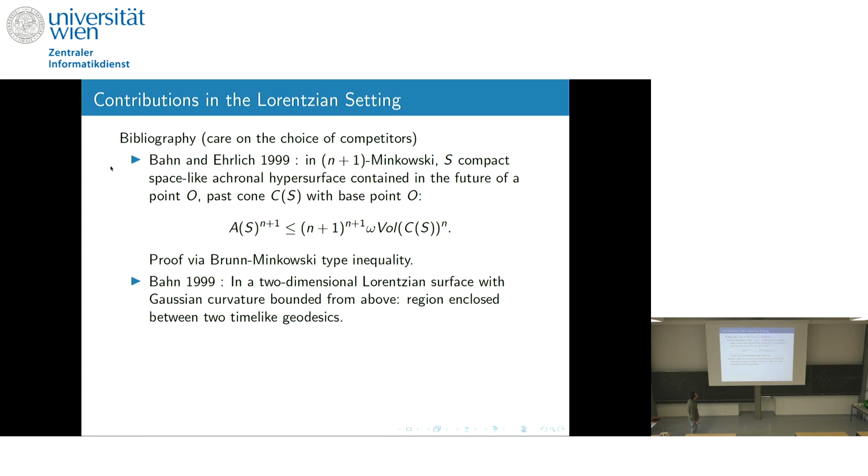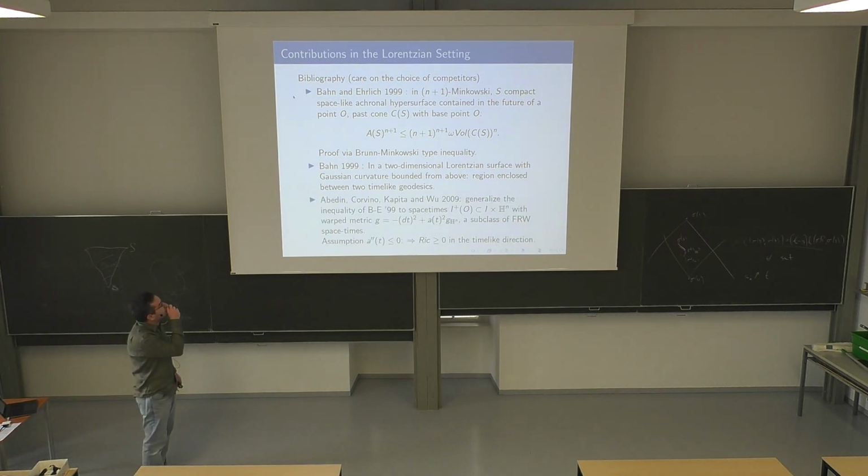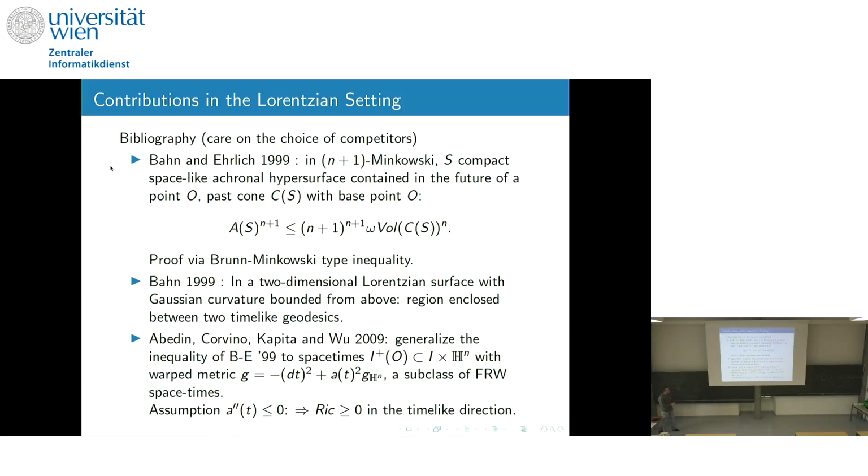Then in the same year, Bahn obtained a two-dimensional inequality in a Lorentzian surface with Gaussian curvature bounded from above. And the picture is more or less the same. So in 2 dimensions, this picture then reduces to being the hinge between two timelike geodesics. And here you compare the length of a causal curve going from one end to another end of a timelike hinge.